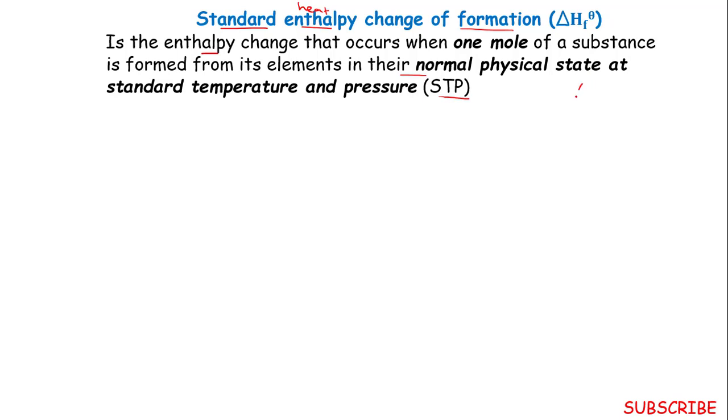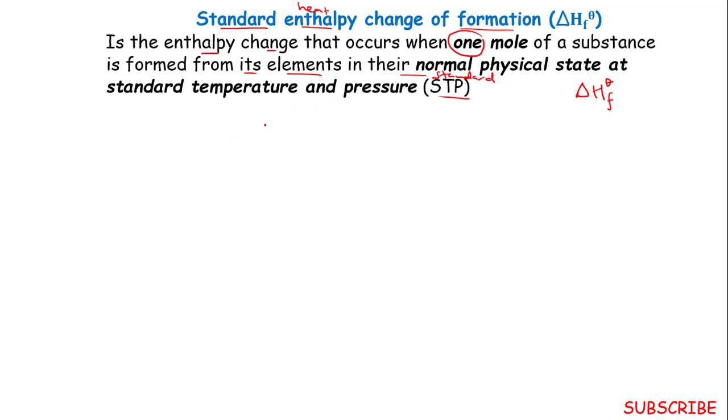Usually this is denoted by a delta H to show enthalpy change, a theta as a superscript to show the standard STP conditions, and then a subscript of F to show formation. So this is how we denote standard enthalpy change of formation. So this is the enthalpy change that occurs when 1 mole of a substance is formed from its elements in their standard physical or standard states.